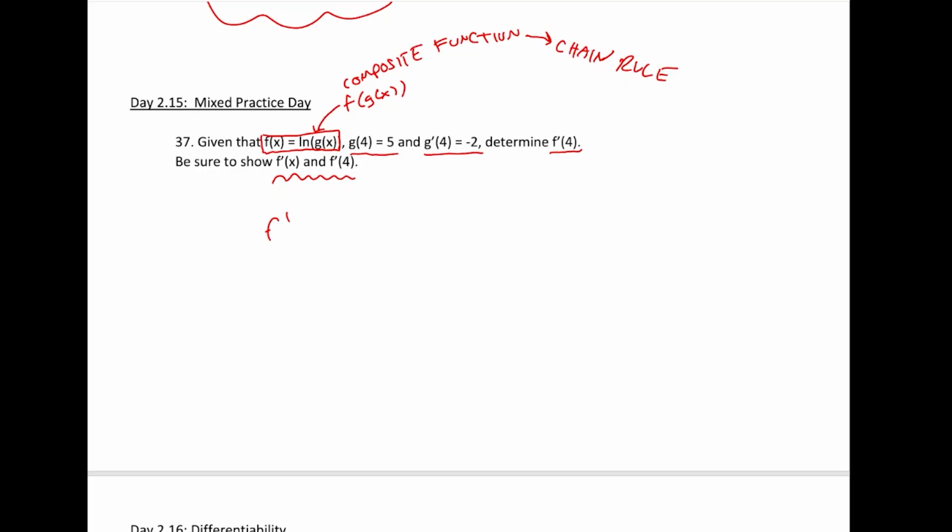We're going to find the derivative of f using the chain rule. First, the derivative of natural log, which would be 1 over that inside thing. If it's just x, it's 1 over x, but here it's 1 over g of x, because g of x is on the inside there, times the derivative of the inside. Now the derivative of g of x is just g prime, so I'm going to write this as g prime x over g of x.